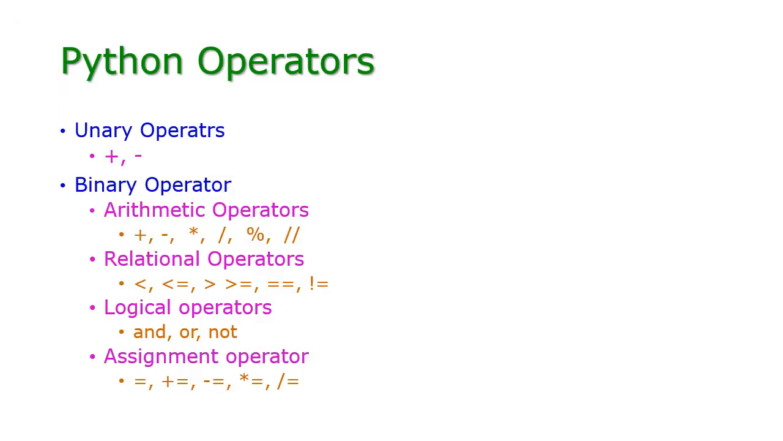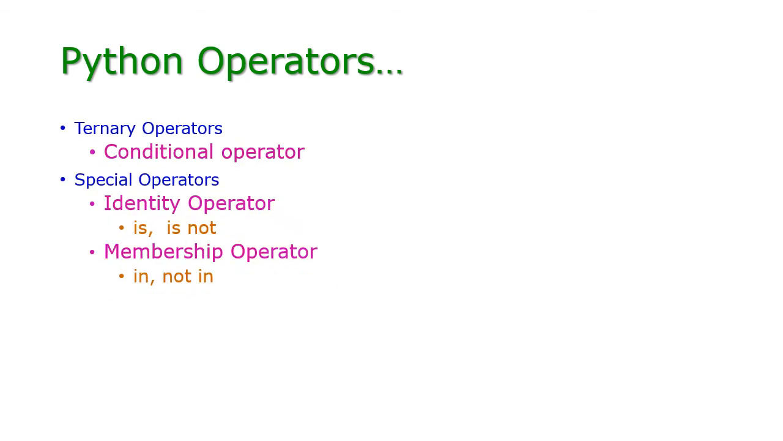In the last class we have seen the unary and binary operators. Under the unary operator we have seen unary plus, unary minus. Under the binary operator we have seen the arithmetic operators, relational operators, logical operator and assignment operator. In this class, we will see the ternary operator, that is conditional operator. After that, the special operators. We are having two special operators: first one is identity operator and the second is membership operator. Let us see all these things in today's class.